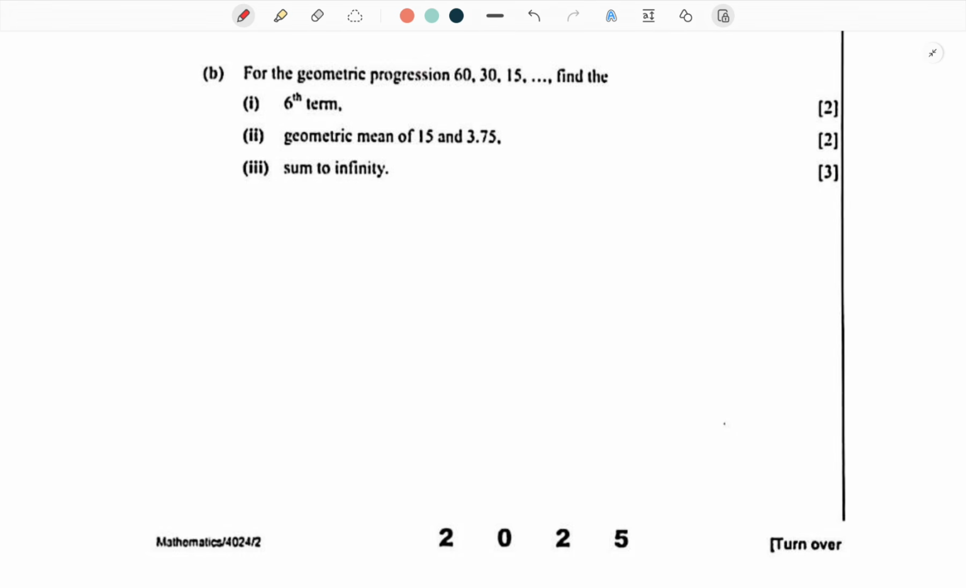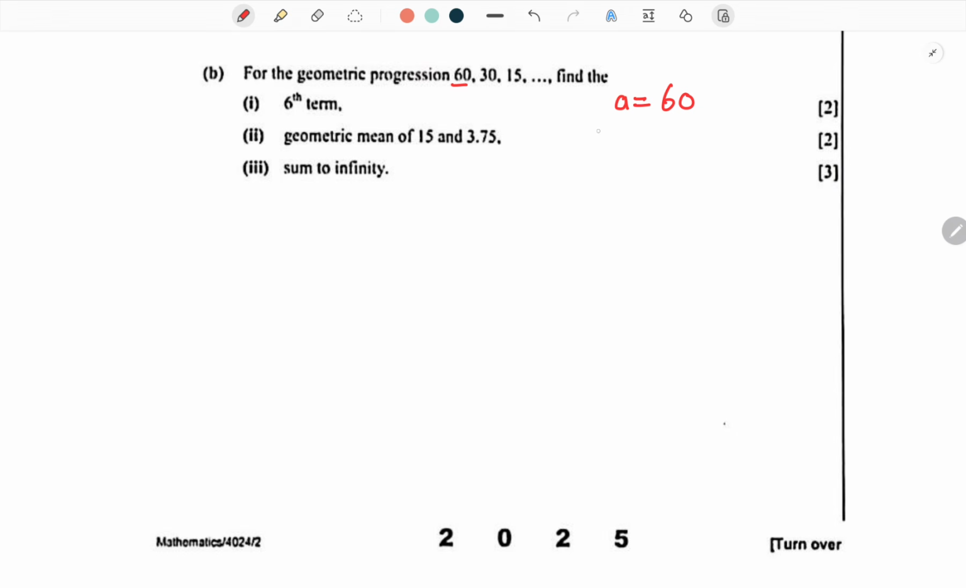We come to this particular question on geometric progression. The question was saying, for the geometric progression 60, 30, 15, find the 60th term. Whenever you are finding a geometric progression, the first thing that you are supposed to observe is the flow of the numbers that have been given. In this case, this one is your first term. So our first term is equal to 60. Then we need to find the common ratio.